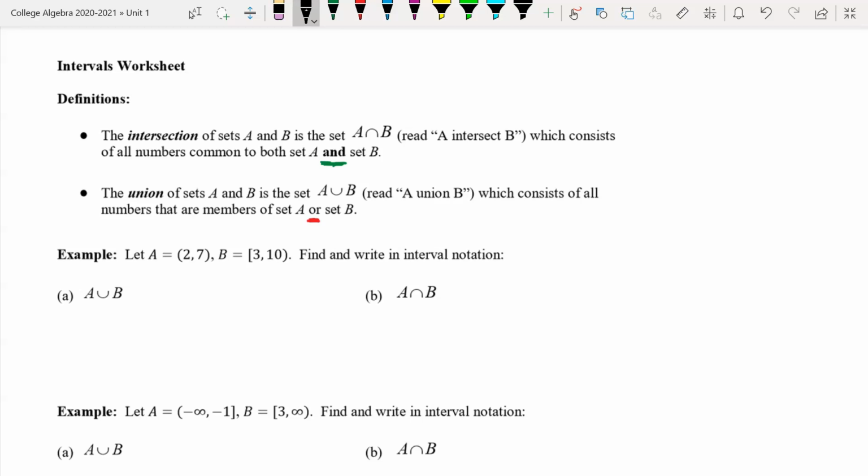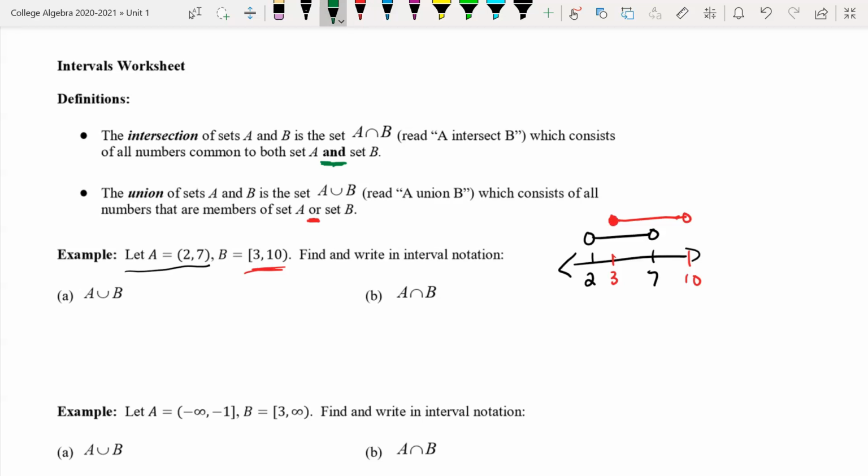In this first example, if they say A union B or A intersection B, I would graph what they give me. Set A goes from 2 to 7. They're both open circles because they're both parentheses. Now if I want to go 3 to 10, I'm going to use a closed circle, an open circle, and shade in between. So again, if they ever give you a set of numbers like that, that's how you would graph it.